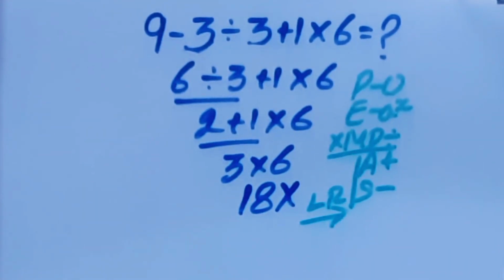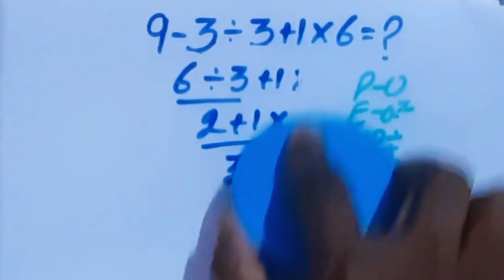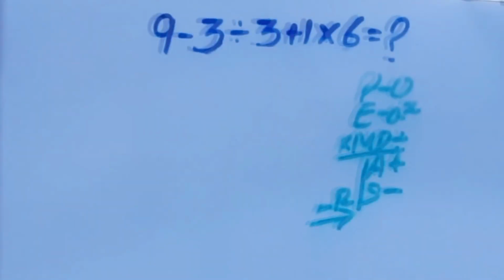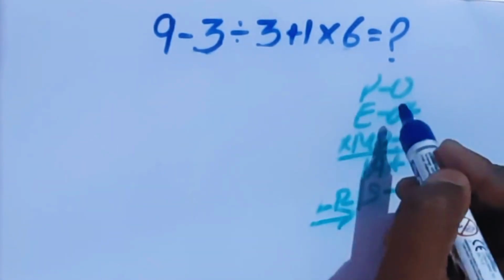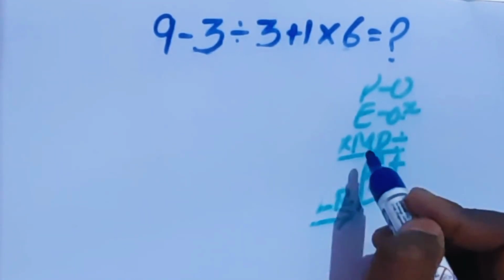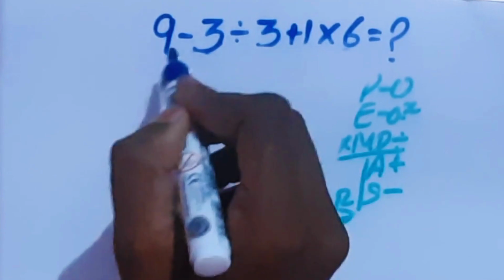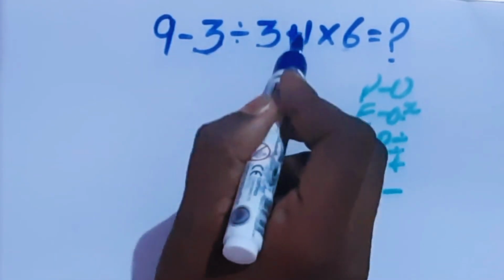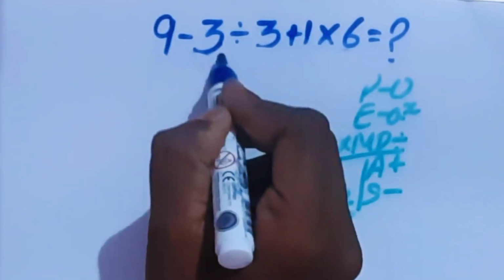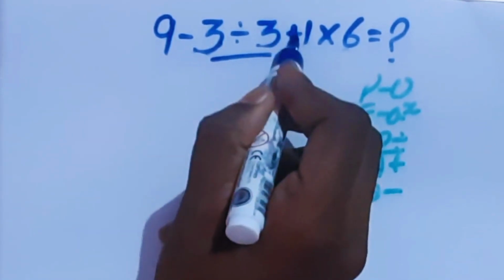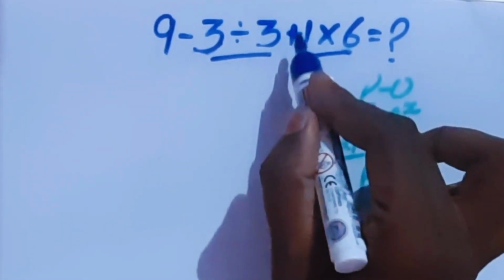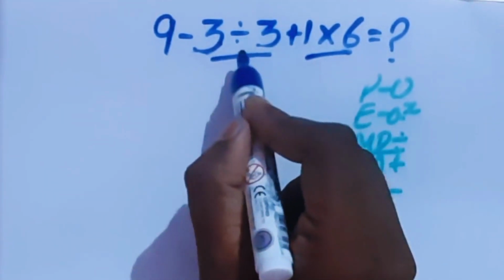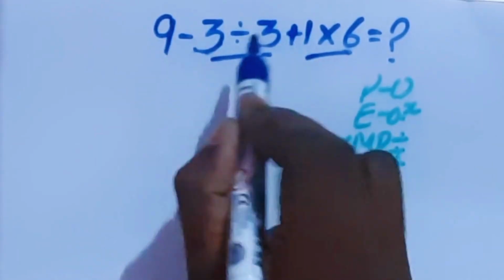Now, we are going to solve this problem the correct way by using the order of operations PEMDAS. Here, as per PEMDAS, the bracket is higher priority. We don't have a bracket in this problem. Also, no exponent. Next priority is multiplication and division. Here we have subtraction, division, addition, and multiplication. Division is higher priority than addition and subtraction. Also, multiplication is higher priority than addition and subtraction. So, we have to do the division and multiplication before the addition and subtraction.